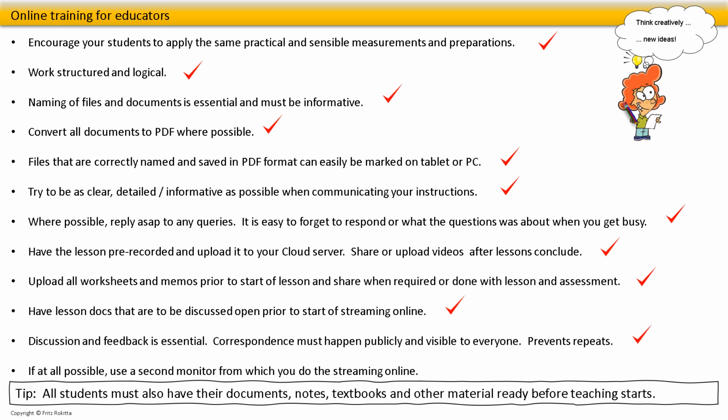If at all possible, use a second monitor from which you do the streaming online. That means that your base PC is going to be hidden from your students, meaning that the screen of your laptop will not be visible to your students, while they will only see what is on your second monitor. And then all students must also have their documents, notes, and textbooks and any other material ready before the teaching of the lesson starts.